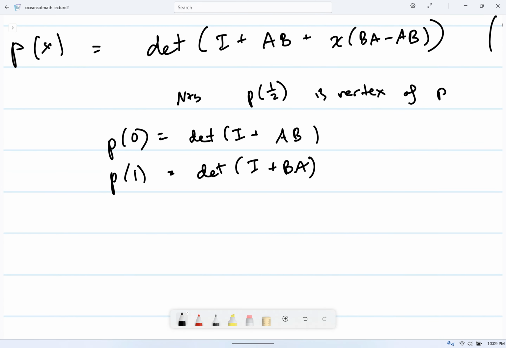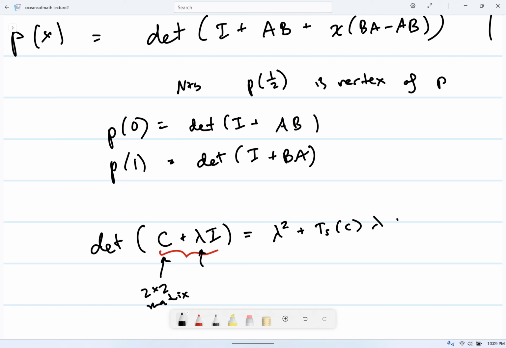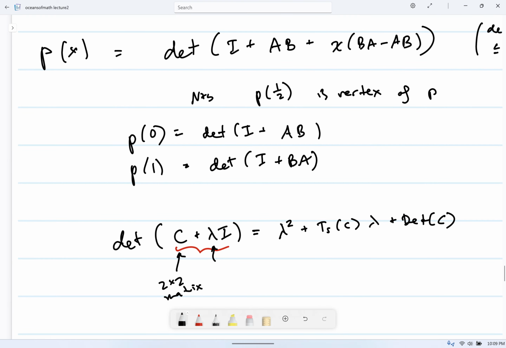So in case you're not familiar, and you can go ahead and compute this by hand, if I take the determinant of C plus lambda I, where C is a 2 by 2 matrix, then this is essentially an eigenvalue problem, okay? Where lambda is the eigenvalue, or actually the negative of the eigenvalue of the matrix C. And this determinant is going to be lambda squared plus the trace of C times lambda plus the determinant of C, okay?